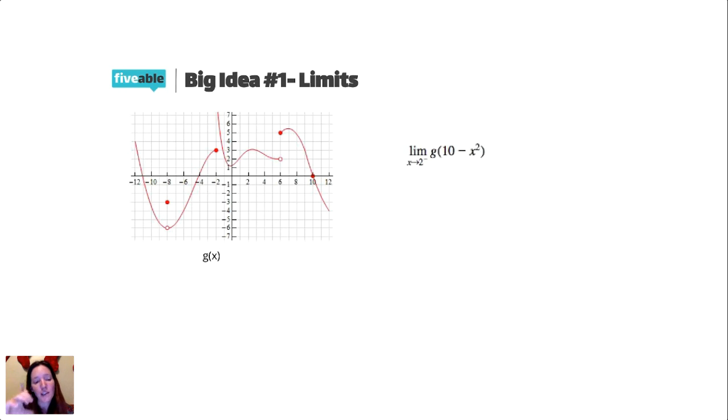So the first thing we do, right, is we plug in the 2 for x squared, and we can simplify this. If I plugged in 2, I would get 4, and 10 minus 4 is 6, right? So this is kind of the same as saying the limit as x approaches 6 of g of x. So I'm changing my limit to say now the limit as x approaches 6 of g of x.